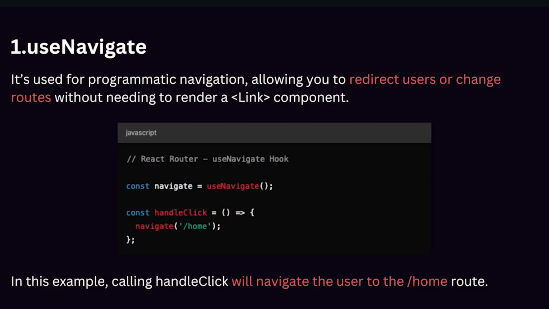The first React Router hook we are going to observe today is called useNavigate. It's used for programmatic navigation, allowing you to redirect users or change routes without needing to render a link component. In this example, calling handleClick will navigate the user to the /home route.